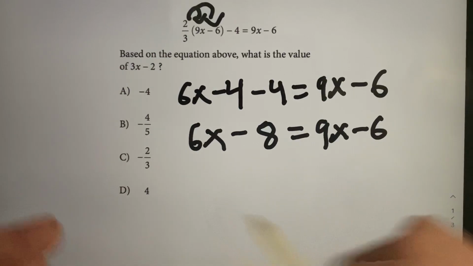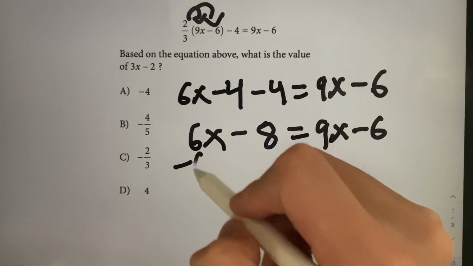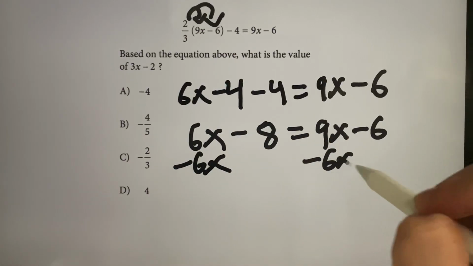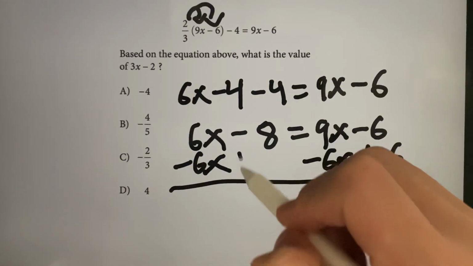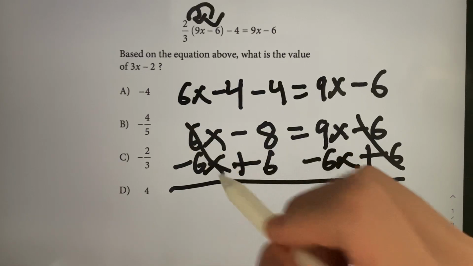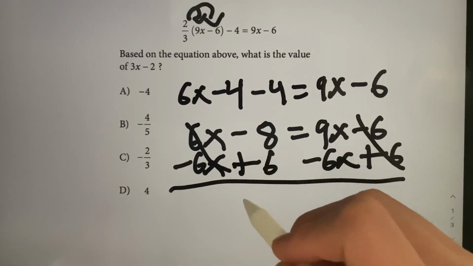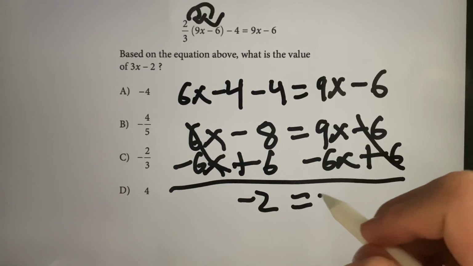Now, I want to move the x's to one side. So why don't I move it from the smaller side to the larger side? So in this case, I'm going to subtract 6x because 6 is less than 9. And then I'm going to add 6 onto the other side, right? Just because I can get rid of the 6 here, and then I get rid of the 6x here. So -8 plus 6 gives me -2. That's equal to 9x minus 6x, which is 3x.